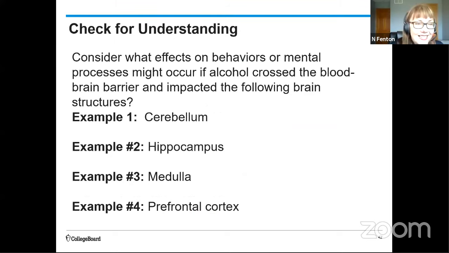Okay, so let's consider the effects on behavior. If you think about a drug like alcohol, and alcohol is a psychoactive drug, it's capable of crossing the blood-brain barrier. So think about the kind of drug alcohol is. Imagine it crossing the blood-brain barrier, affecting these structures specifically. Consider what you know about what these structures do. What would be the likely behaviors, or mental processes, that would result?